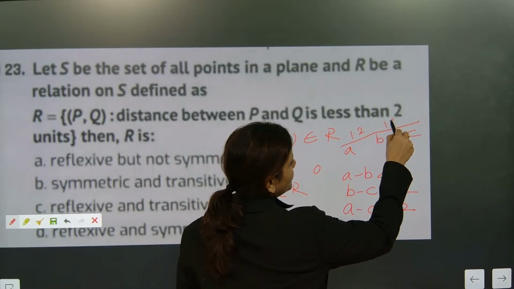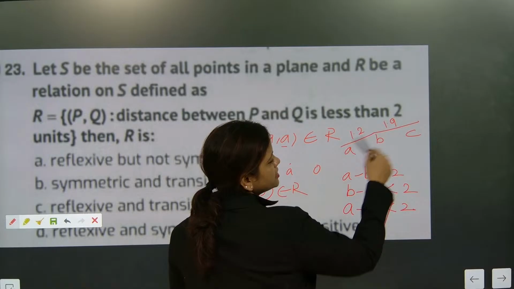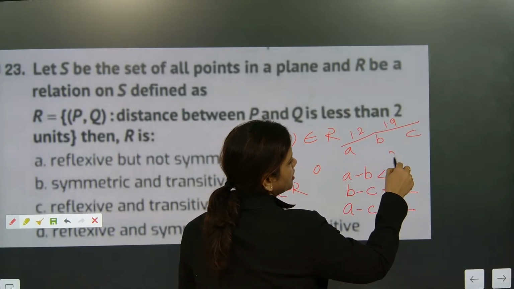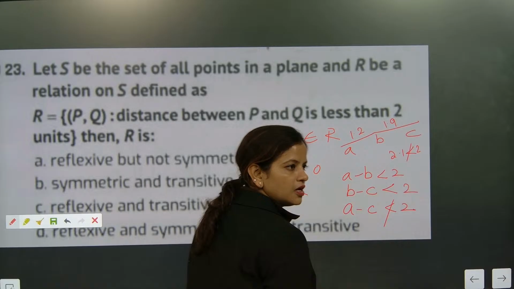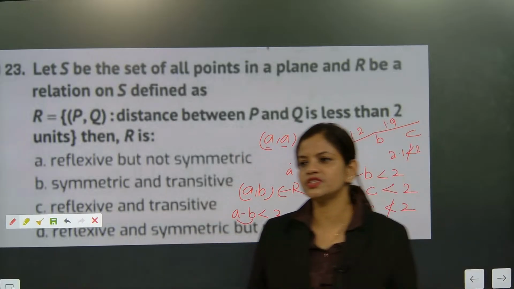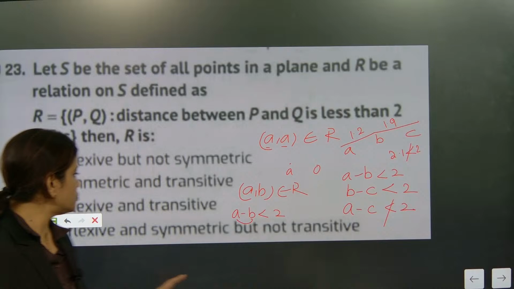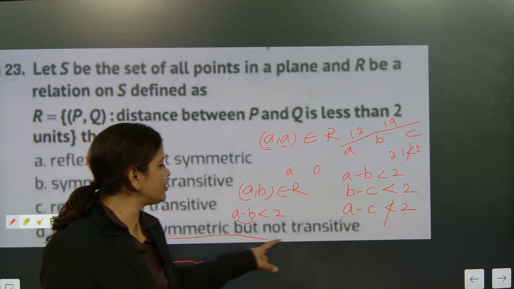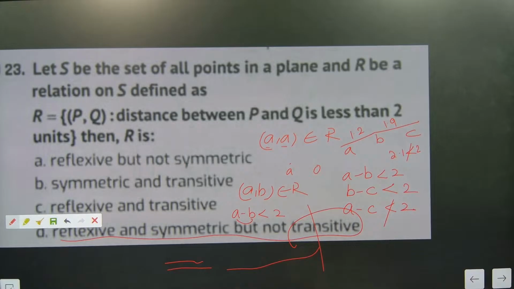Can we take it as 1.9 kilometer? Now, if we add the distance from A to D, how much is the possibility? 2.1 kilometer. 2.1 kilometer is not less than 2 kilometer. Correct now? So in the third condition, transitive is failing. So that means what? It is reflexive and symmetric, but it is not transitive. So this is the most important thing.